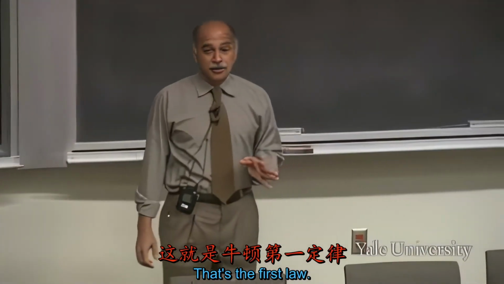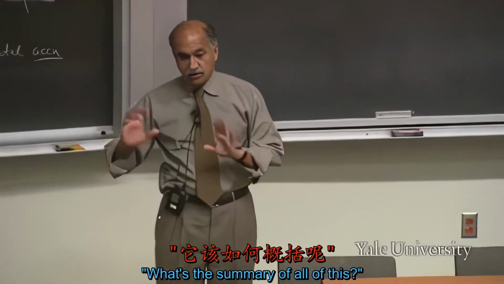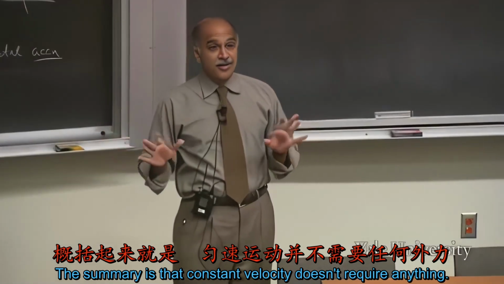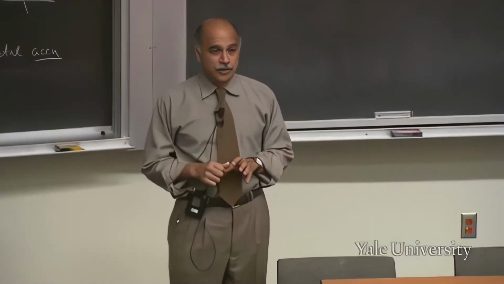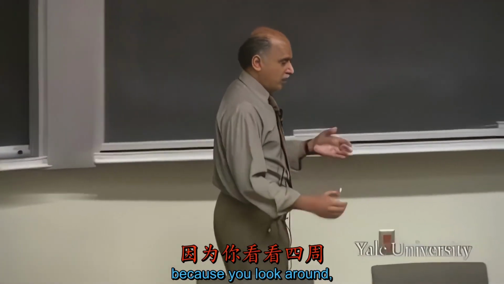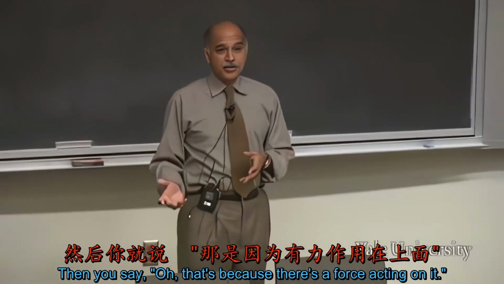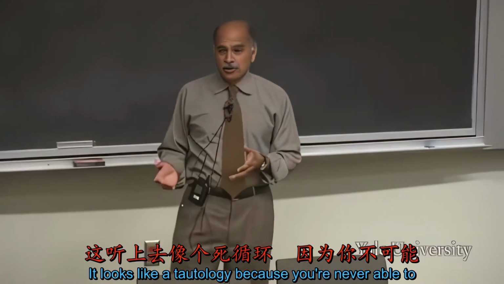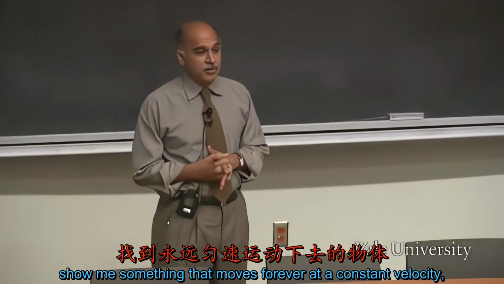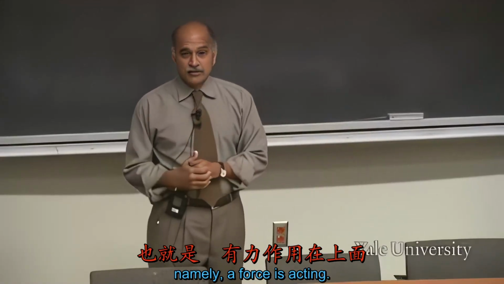Okay, so that's the first law. First law, if you want to say, what's a summary of all of this? Summary is that constant velocity doesn't require anything. Now, the reason it looks like a tautology is because you look around, nothing seems to keep its velocity forever. Then you say, oh, that's because there's a force acting on it. It looks like a tautology because you are never able to show me something that moves forever at constant velocity, because every time you don't find such a thing, I give an excuse, namely a force is acting.